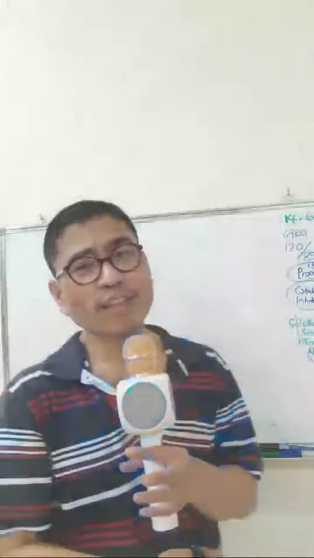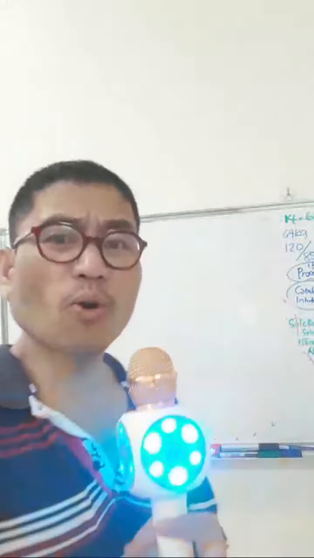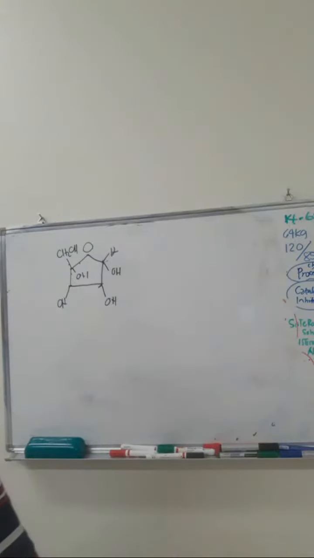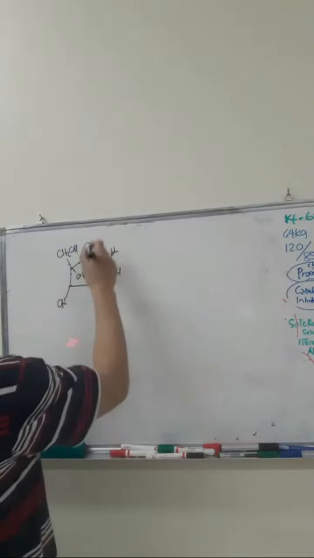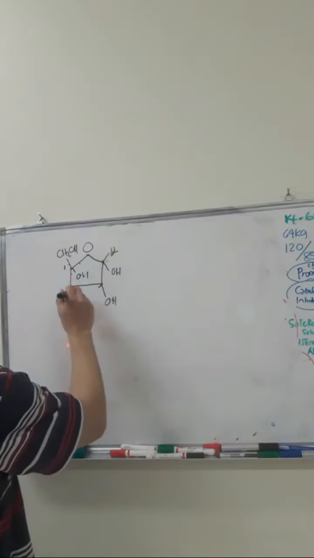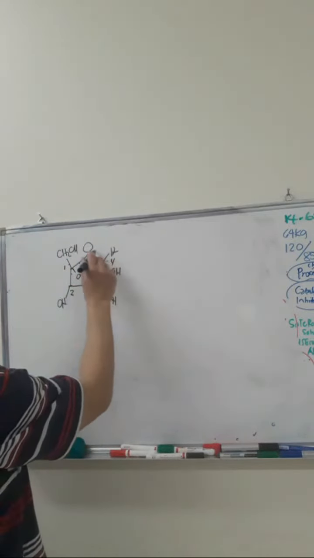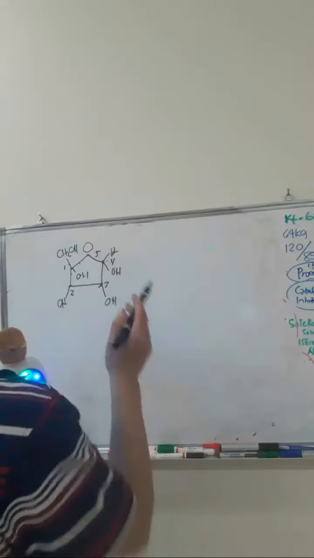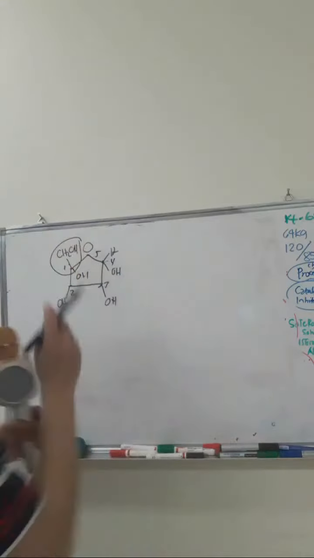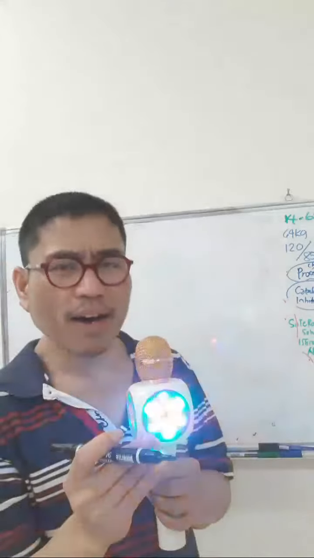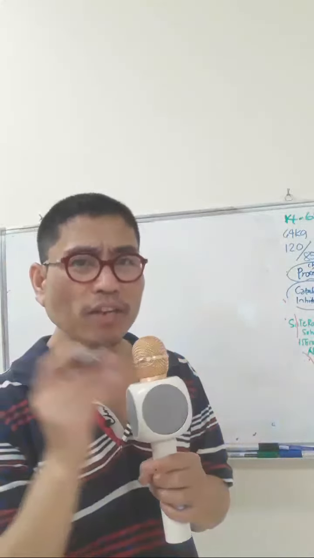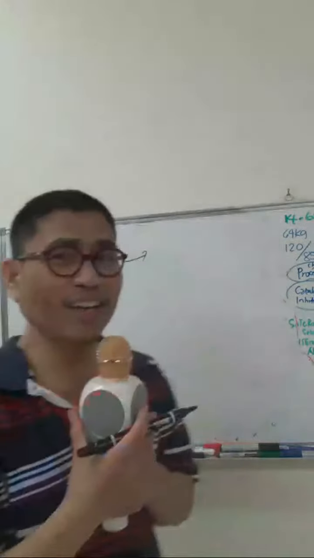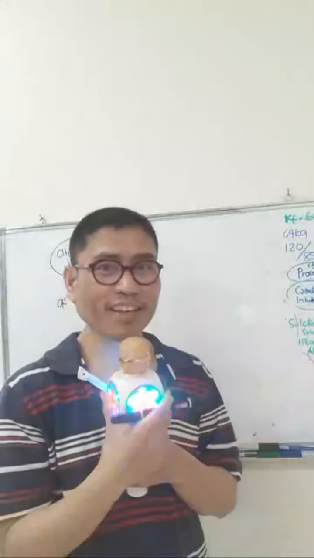But take note, guys, this is glucopyranose. Numbering 1, 2, 3, 4, 5, the CH2OH is on number 1, so that's why we say alpha-D-glucopyranose. That's organic chemistry, guys, you have a lot to memorize.